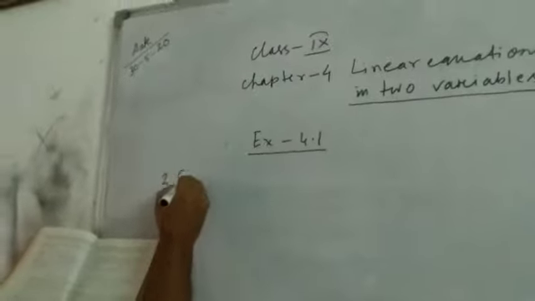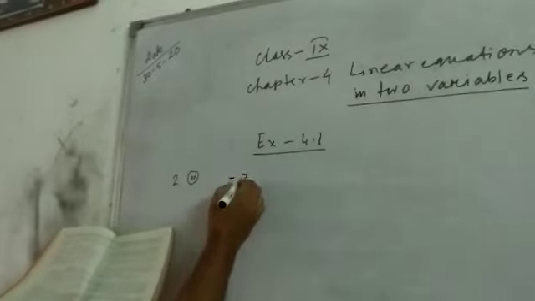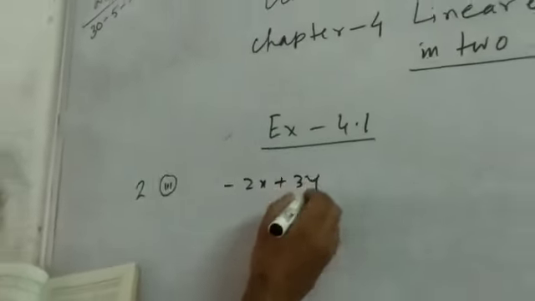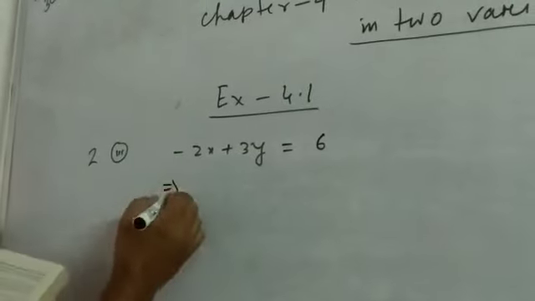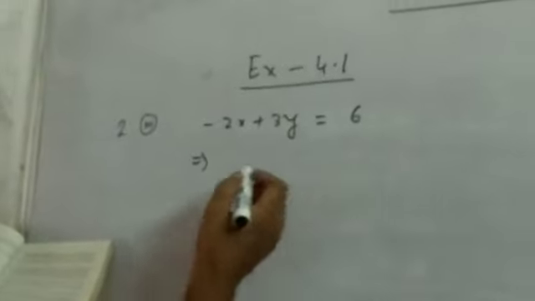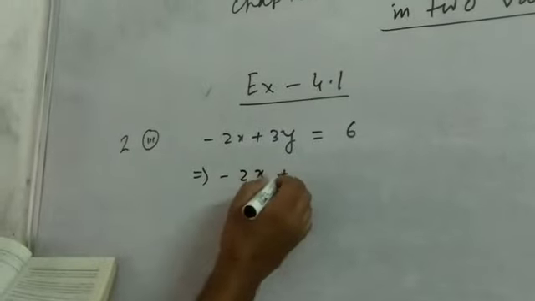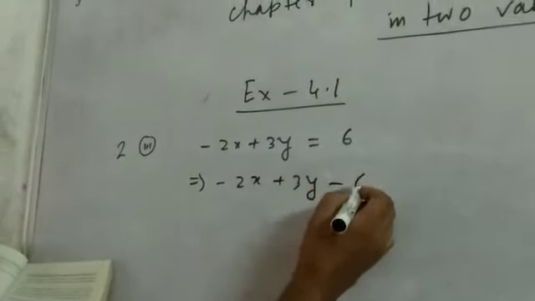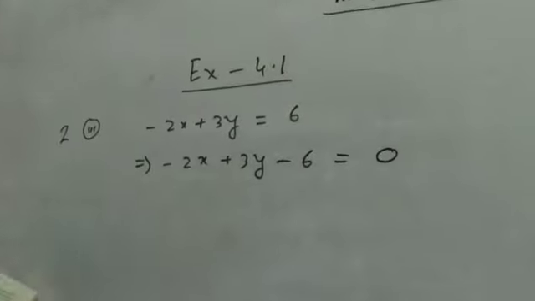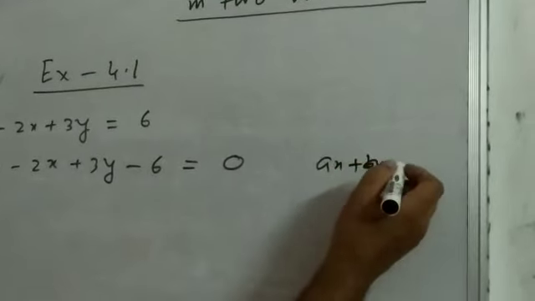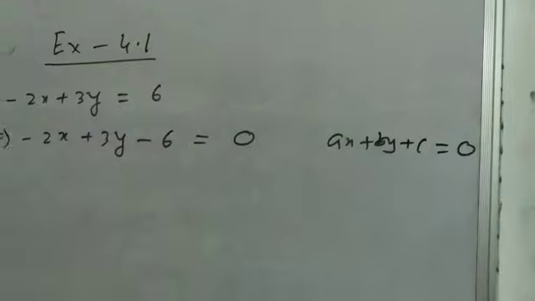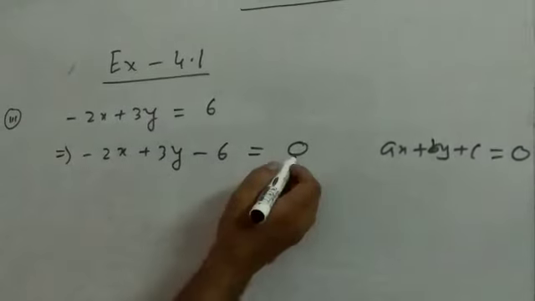So number 3. Number 3 is given: minus 2x plus 3y is equal to 6. So first we will express it in the form ax plus by plus c equal to 0. So minus 2x plus 3y minus 6 is equal to 0. So it is of this form, ax plus by plus c is equal to 0. So first part is finished.